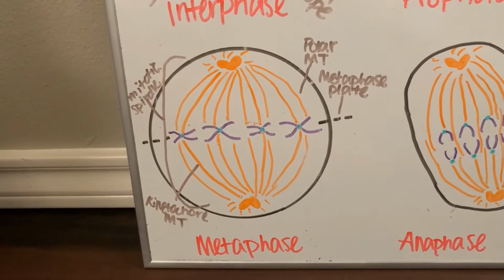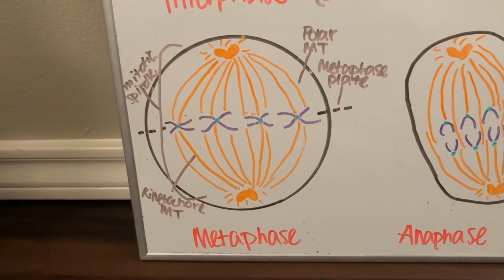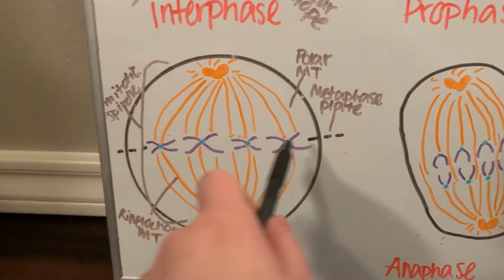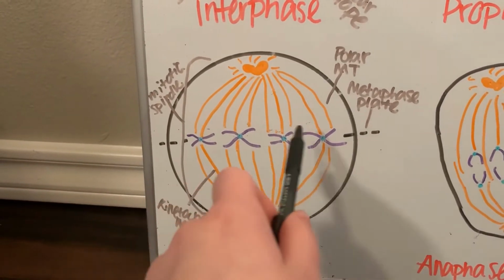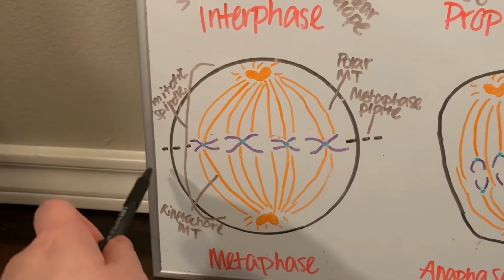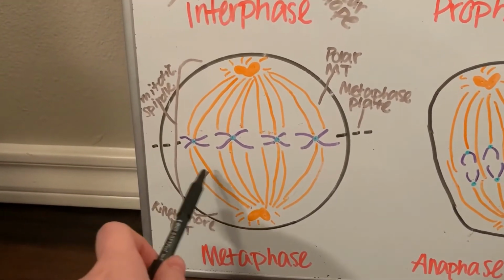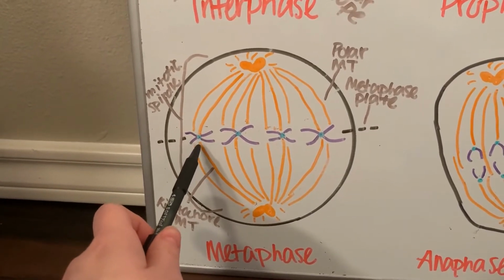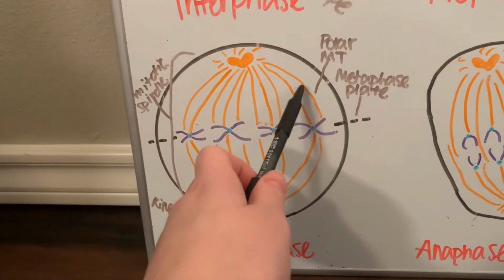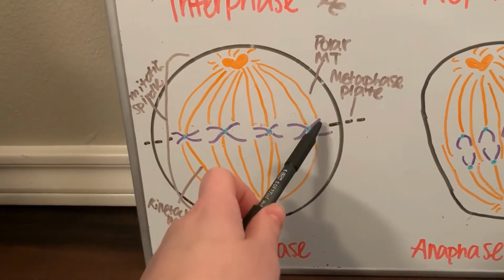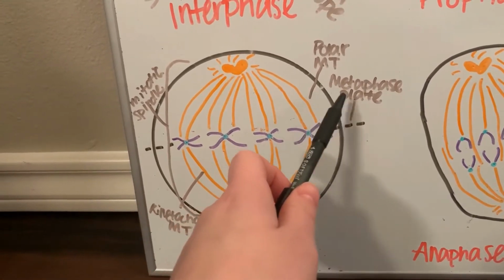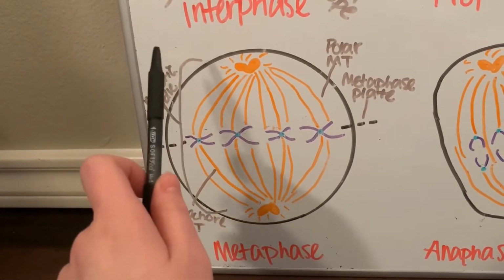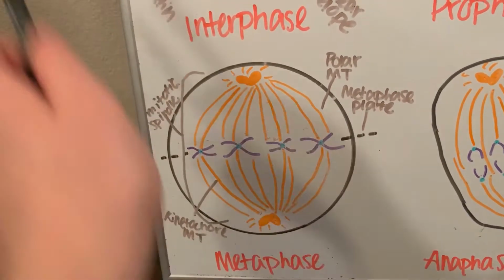And in metaphase, the fully condensed chromosomes align at the metaphase plate. So you can see this is the metaphase plate, and we can see all the chromosomes lined up nicely on it. And then this is the kinetochore microtubule because it's connected directly to the kinetochore. This is a polar microtubule because it's connected to the outside. And then this as a whole is the mitotic spindle.